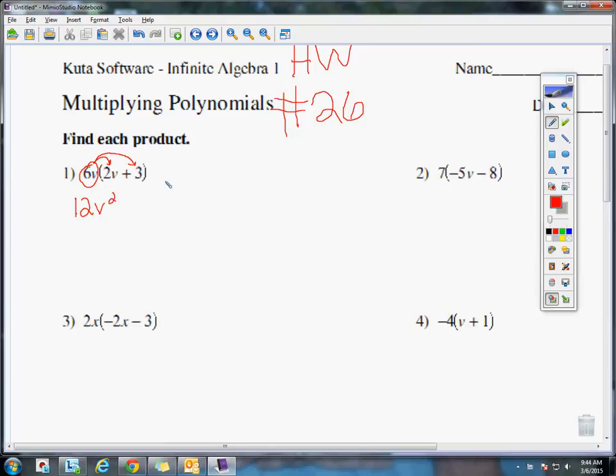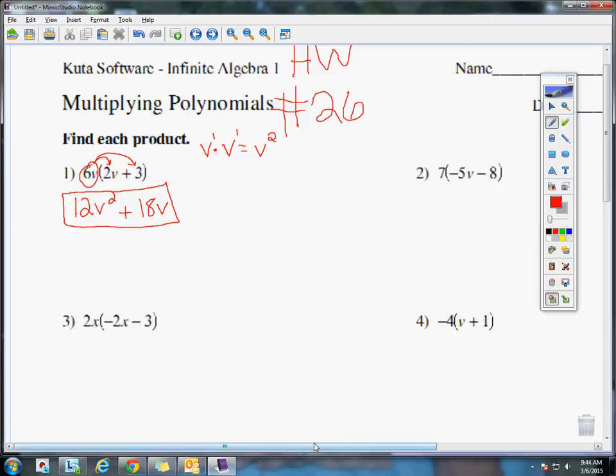If you don't understand why it's v squared, I'll show you real quick. V times v. Your base is v. Your invisible exponents are 1, and when you multiply, you add, so 1 plus 1 is 2. 6v times 3. 6 times 3 is 18, and then all you have left over is just your v. You can't combine these because this has a squared and this one doesn't, so that's your final answer.